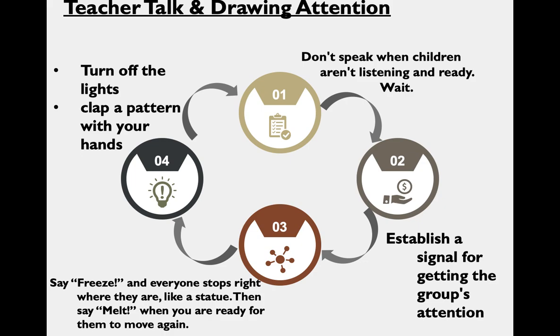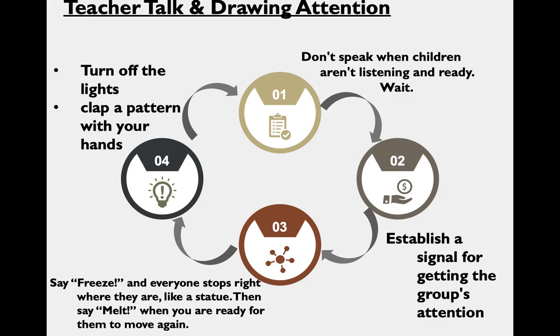Teacher talk and drawing attention. There are different ways of drawing the students' attention. For example, turn off the lights, or clap a pattern with your hands. Make sure not to speak when the children aren't listening and ready. Just wait. You can say freeze, and everyone will stop right where they are, like a statue. And then you can say melt or go back when you are ready for them to move again.